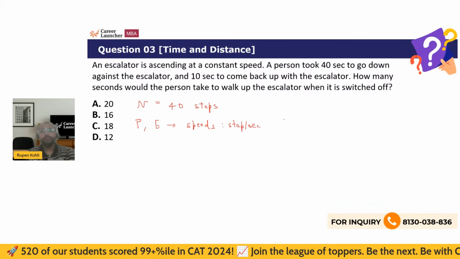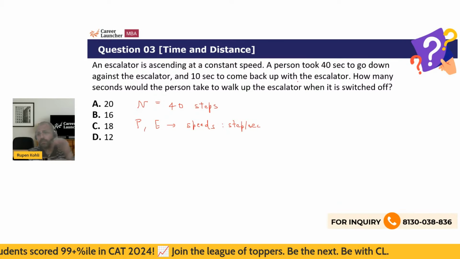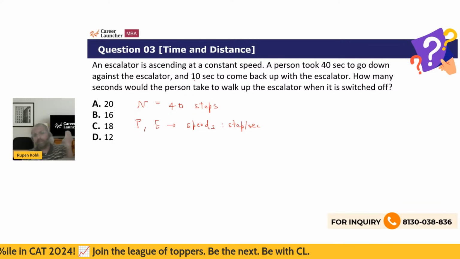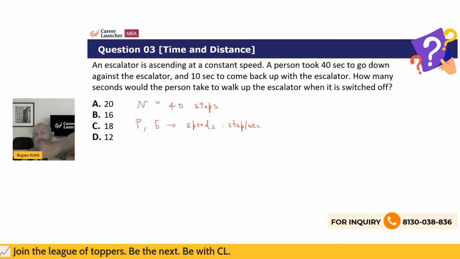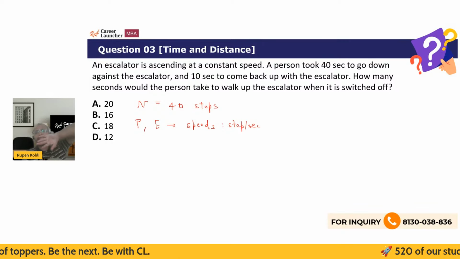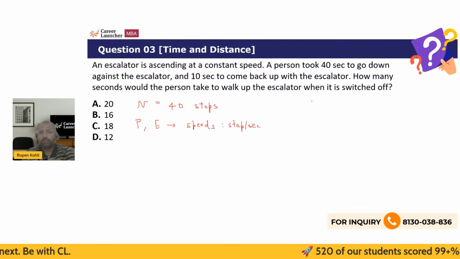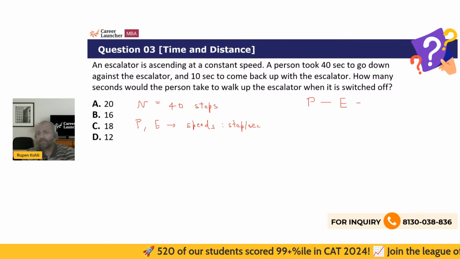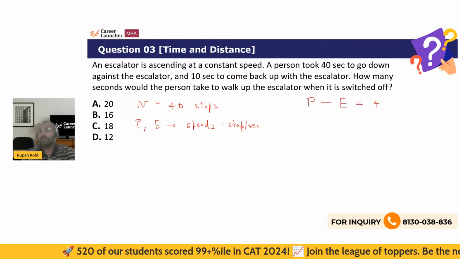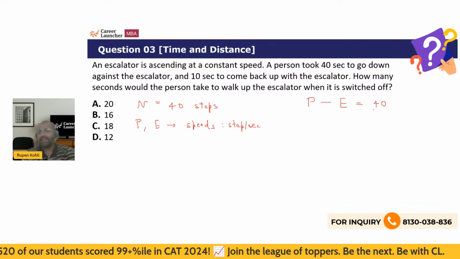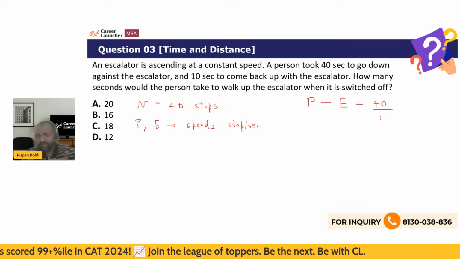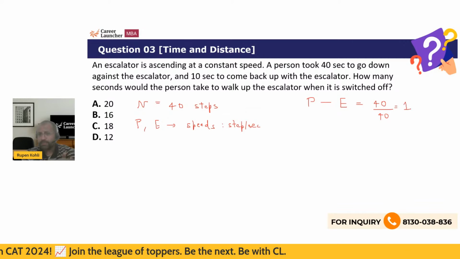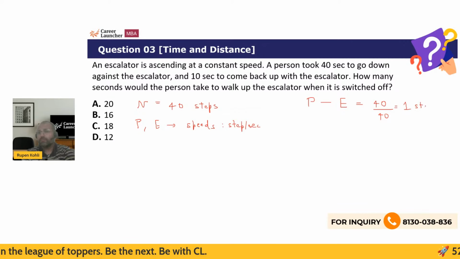So what equation can you write? The escalator is ascending and a person took 40 seconds to go down against the escalator. In this case, his effective speed is the difference of his own speed P minus that of the escalator, so P minus E. Speed is distance by time. Distance covered is 40 steps in time of 40 seconds. So 40 by 40, or 1 step per second, is the value of P minus E.